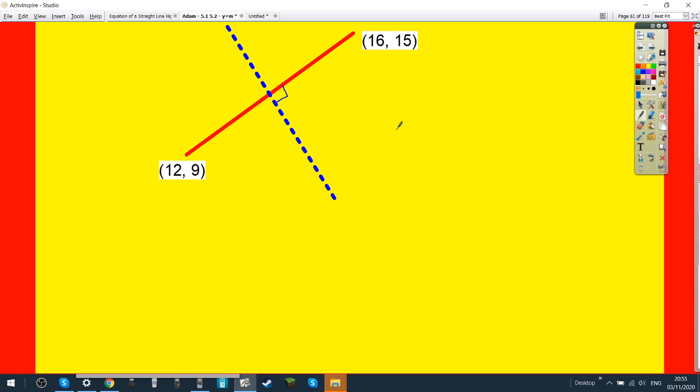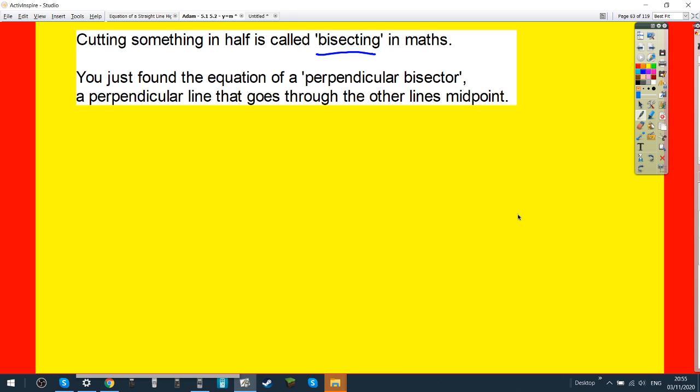In general, you have to find the equation of the blue line. You know it's going to be y equals mx plus c. To get m, you get the gradient of the other line, and you do negative reciprocal. To get c, you need a point that is on the blue line, and we're told that it goes through the midpoint of the red line, so you use the midpoint. And you sub it all in. Any questions about that one? No. So perpendicular bisector. Cutting something in half is called bisecting in maths. You just found the equation of a perpendicular bisector.